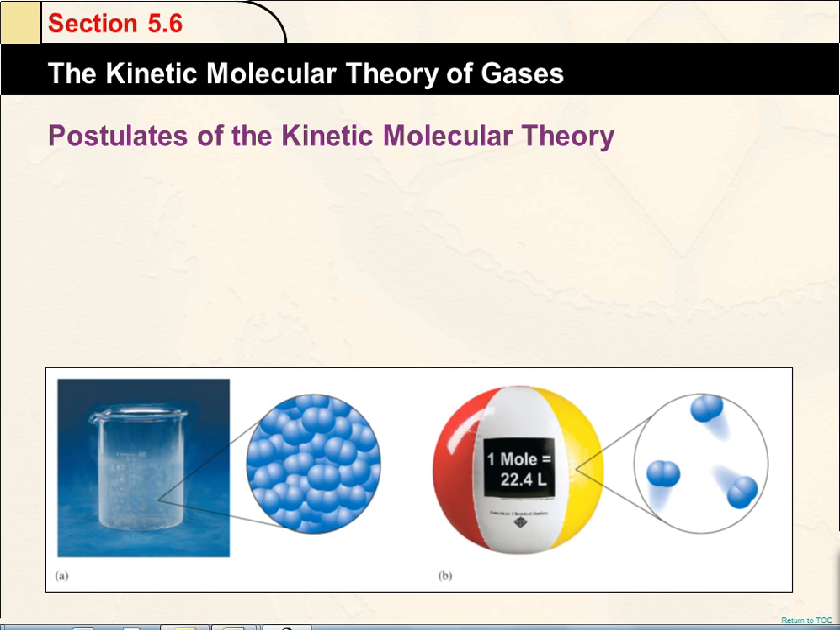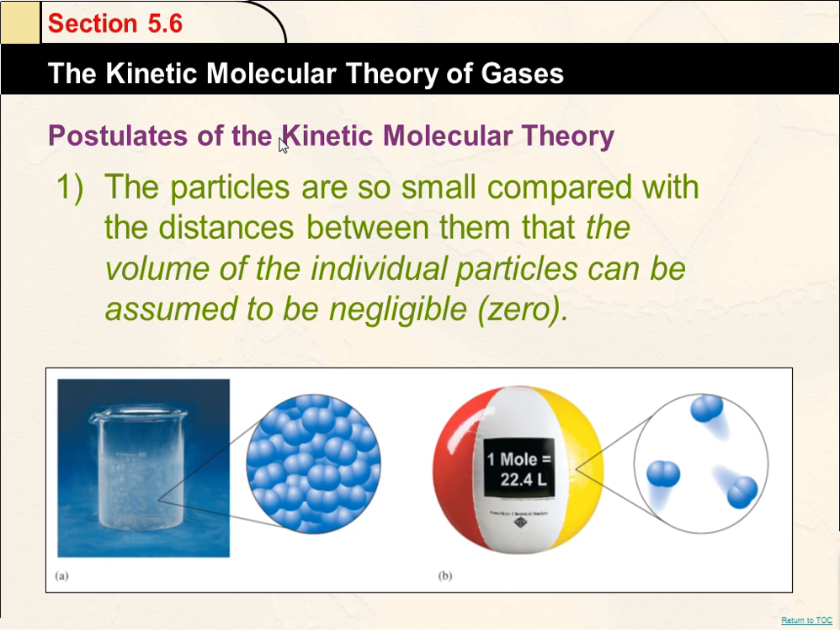In this video, we're going to be looking at the kinetic molecular theory of gases and the postulates, or the rules, of the kinetic molecular theory when it comes to dealing with gases. One of the postulates is that we assume the particles in a gas are so small compared to the distances between them that we can assume the volume of the individual gas particles is zero.